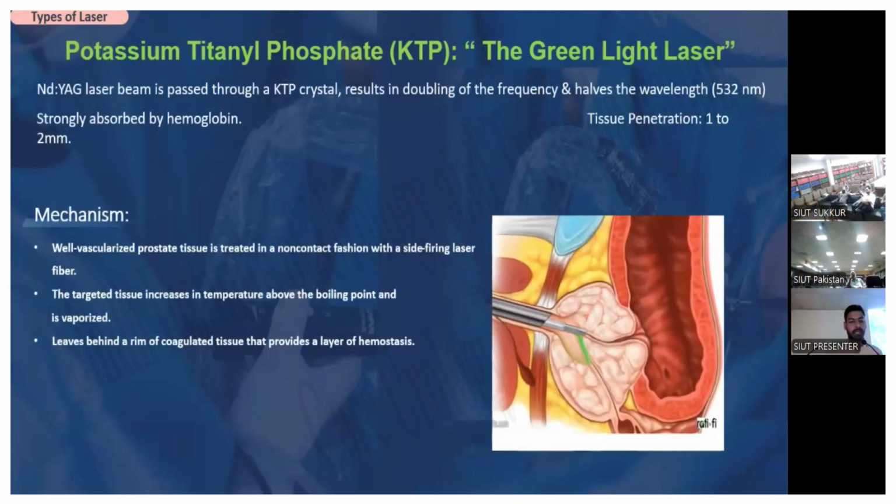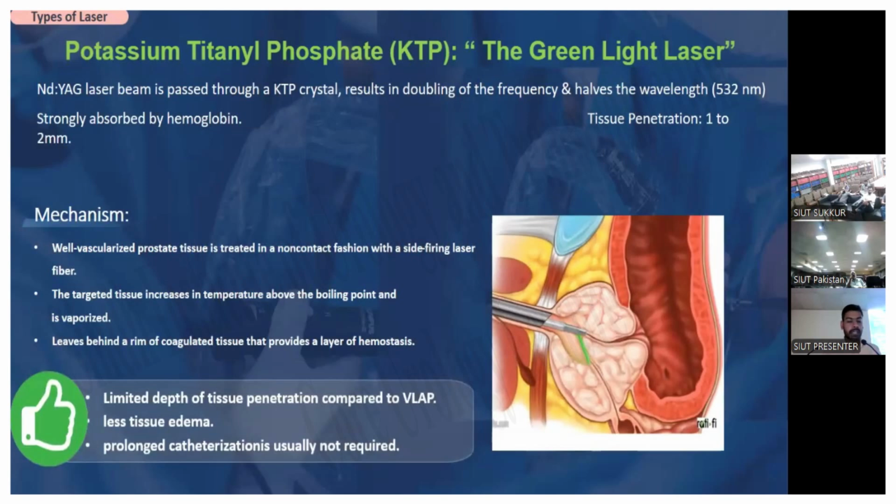उसका मैकेनिज्म ये था कि because prostate is a well vascularized tissue and it has a good absorption, this specific laser has a good absorption of hemoglobin, so it is treated in a non contrast fashion with a side firing laser fiber के साथ जो है ना वो फायर की जाती थी. The targeted tissue increases in temperature above the boiling point and is vaporized, leaves behind a rim of coagulative tissue that provides a layer of hemostasis.